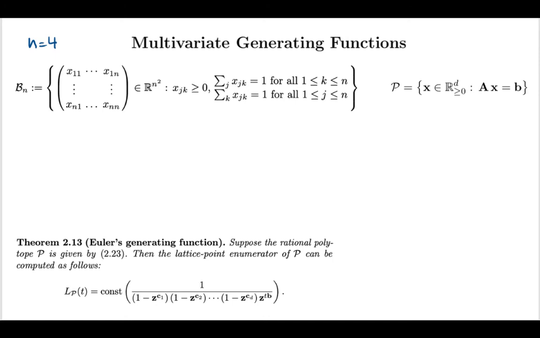So I'd like to use this general setup, the multivariate generating function from Chapter 2. The general theorem is copied here on the bottom, Theorem 2.13. Let me remind you, my polytope is given in a form that looks like this. My entries are non-negative real numbers in some dimension d, and I have a linear system of equations, Ax equals b. And so now I want to look at the Birkhoff-von Neumann polytope for n equals 4 and write it in this form.